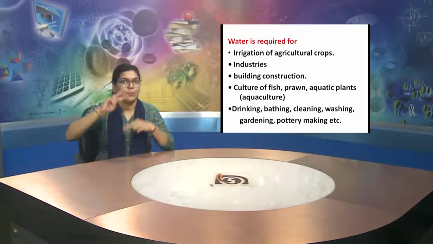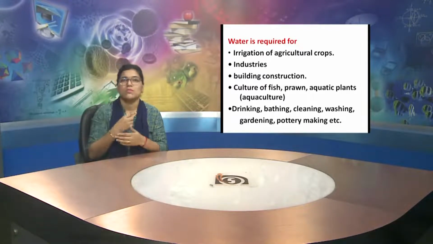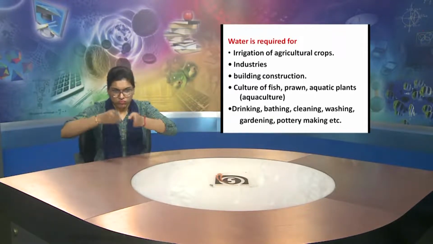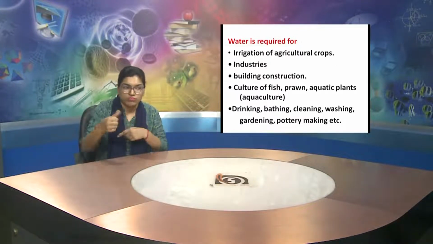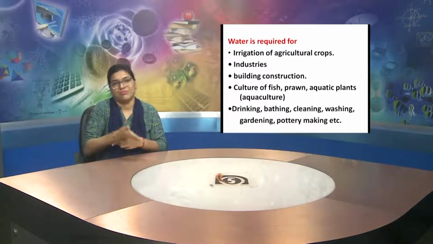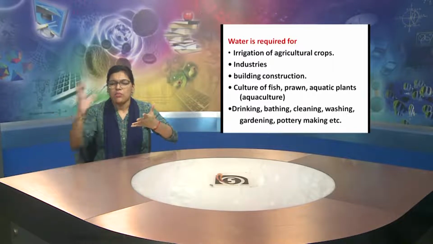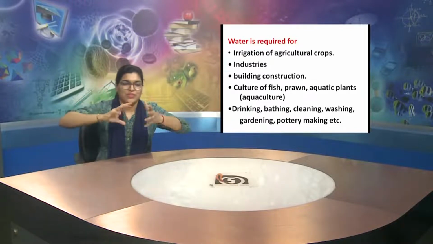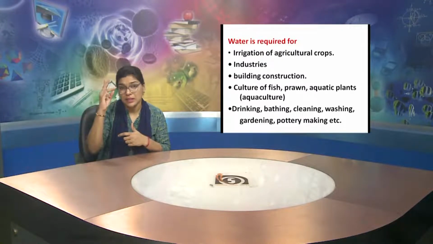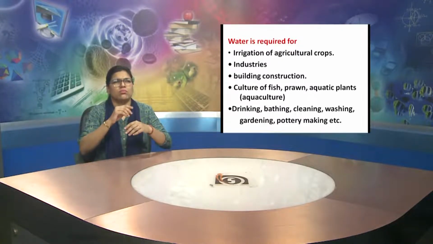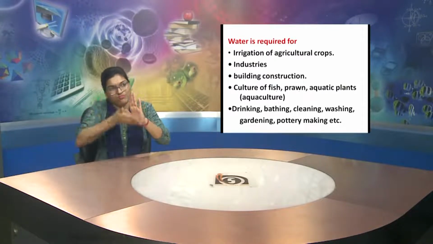And we all know that water is needed for different purposes. The first purpose of water is that it is used for irrigation of agricultural crops. The other usage of water is that it is used in industries. So water is important. And the third usage of water is that it is used for building and construction work.